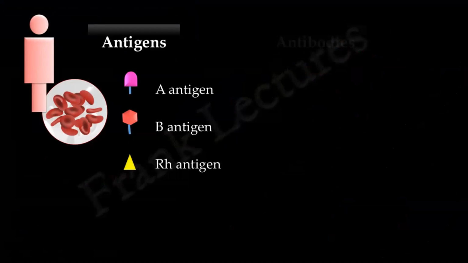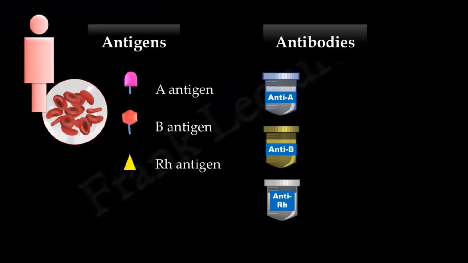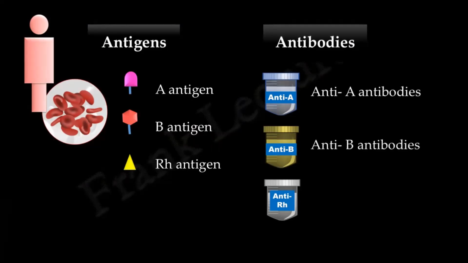Next, we will need antibodies specific to these red blood cell antigens. So, here we have 3 reagents labeled anti-A, anti-B and anti-Rh. Reagent labeled anti-A contains antibodies against A antigens. Similarly, anti-B reagent contains antibodies against B antigens. Reagent labeled anti-Rh contains antibodies against Rh antigen.